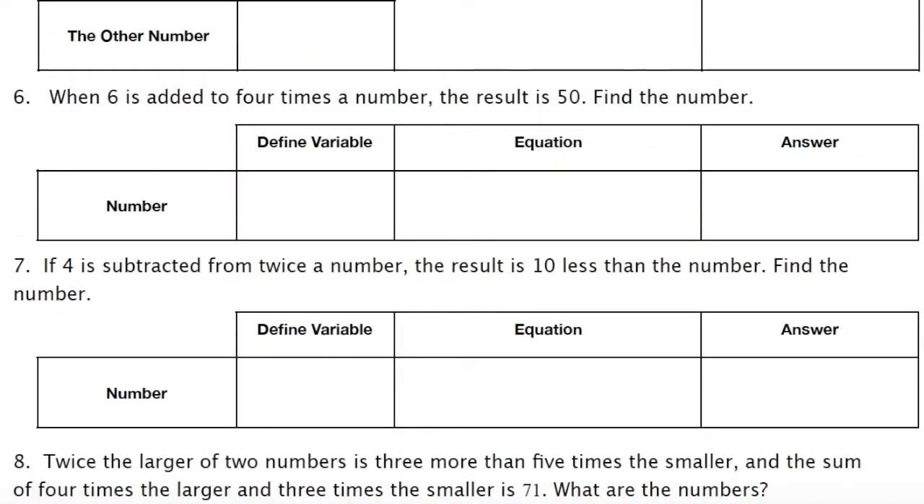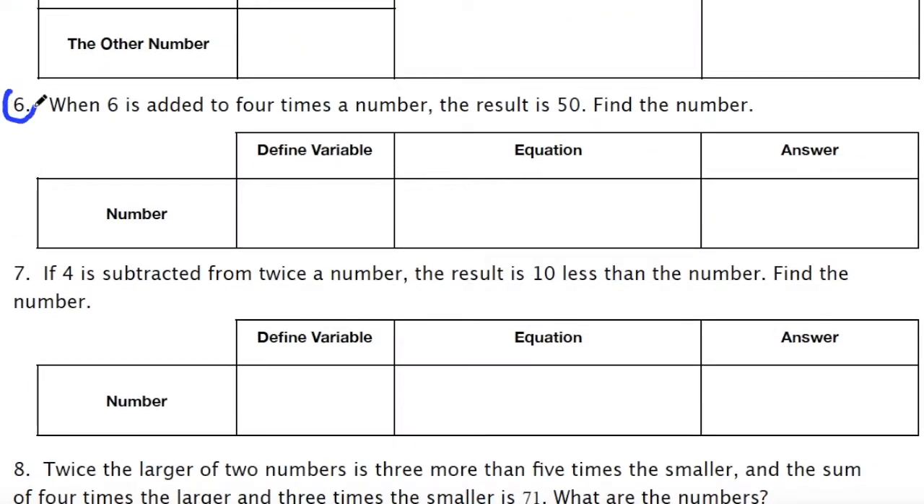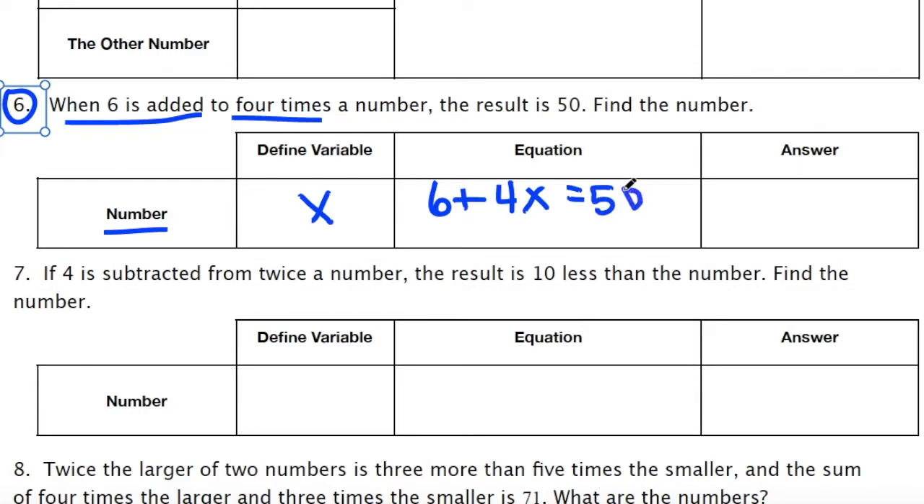The last one I'll help you set up is number 6. We just have a single number that we're trying to find, and so we'll just say that that number is x, and it says that when 6 is added, so 6 plus 4 times the number, 4 times x, the result is 50. So we have a really simple one-step equation there that you can solve to find your answer.